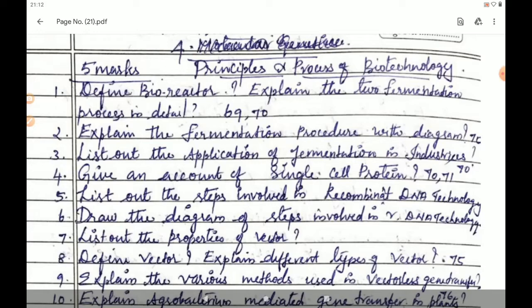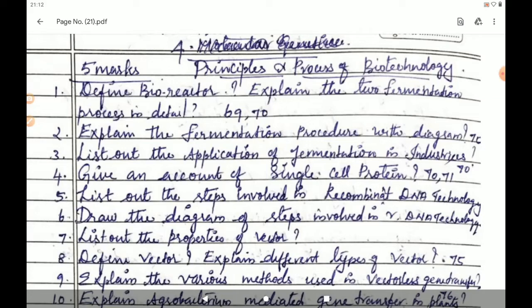The next part of the question is application of single cell protein. Under this heading, 6 points are given. It is used as protein supplement, and so on up to leather processing as foam stabilizers. Close the bracket.